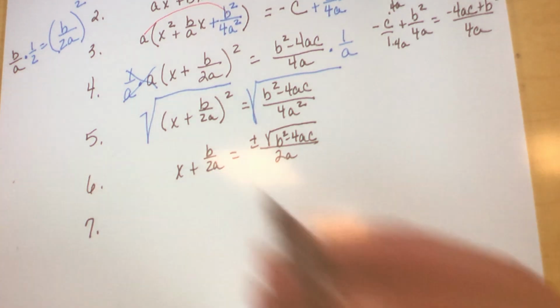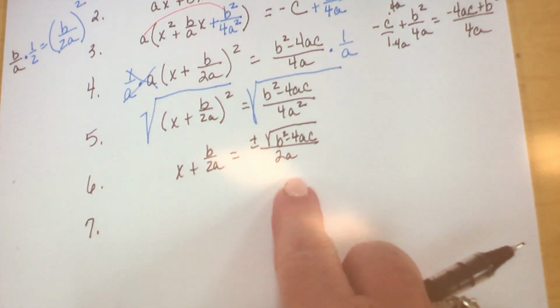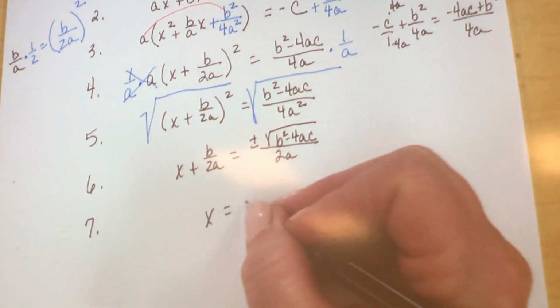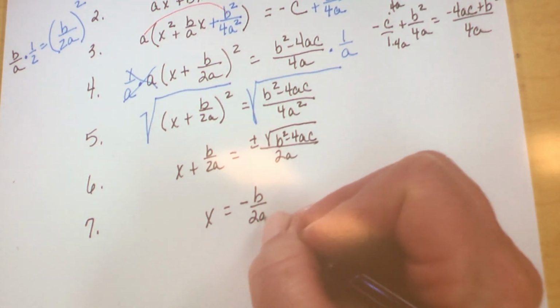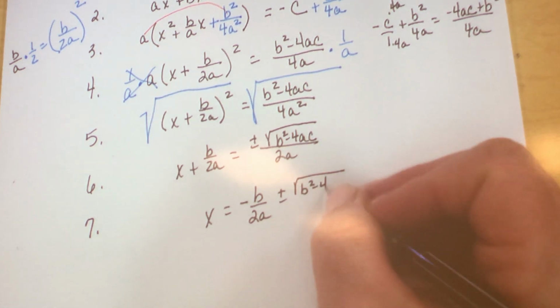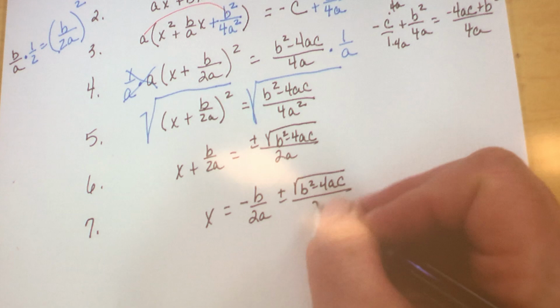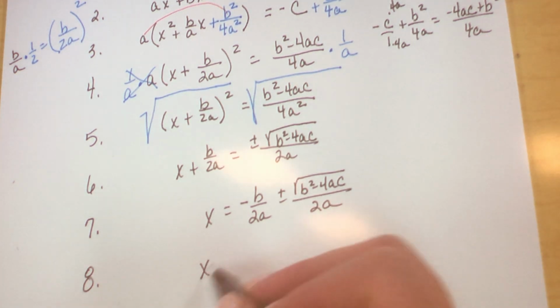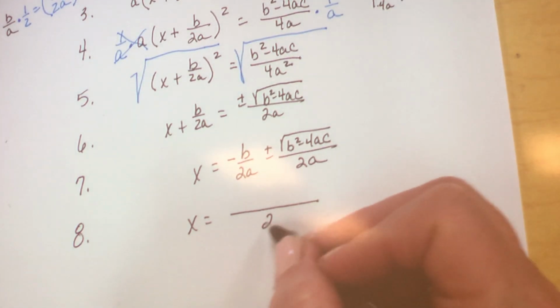Okay, so the next step, I'm going to take this guy and I'm going to pull him over here. So x is equal to negative b over 2a plus or minus the square root of b squared minus 4ac over 2a. And then the last step, what am I going to do with those things? Yeah, I'm going to put them over the one denominator, 2a.